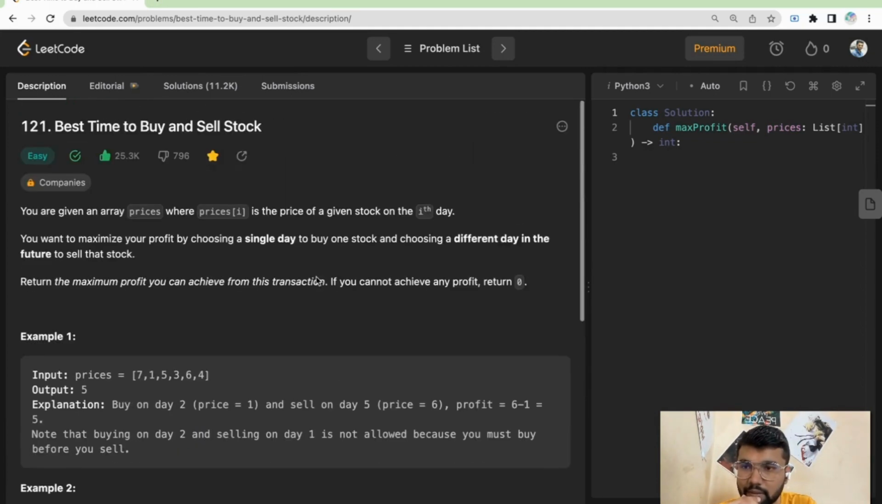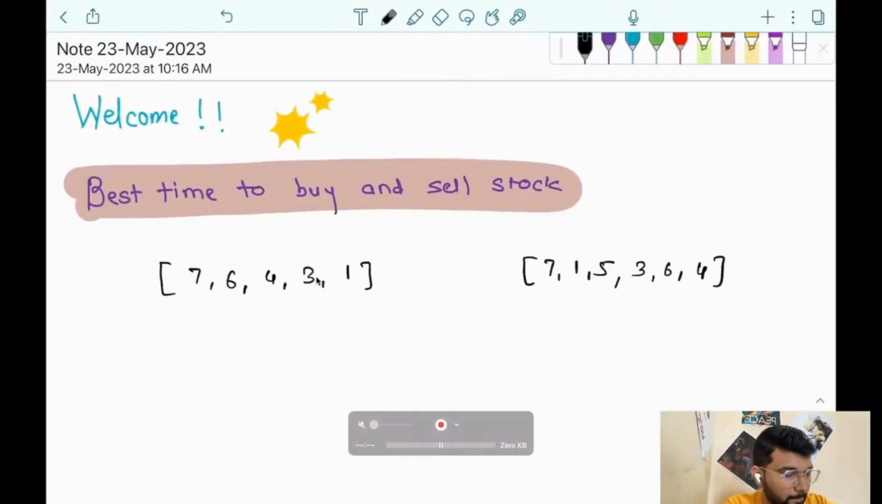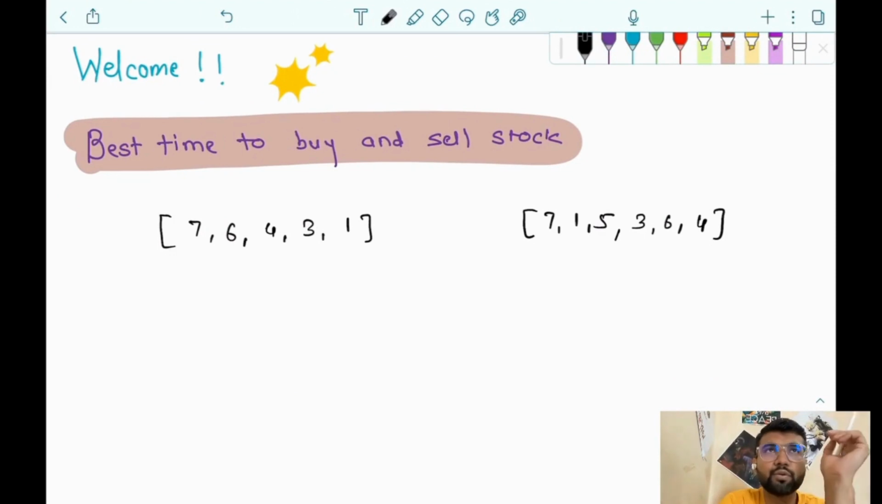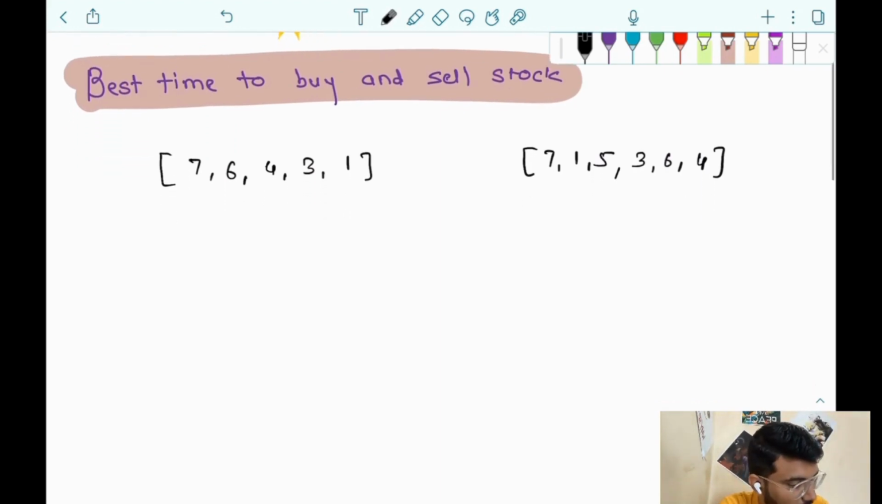Okay, let's try to understand the solution. So the first thing we should be clear about in our mind: figuring out the minimum and maximum of the array and returning the difference is not going to work. Let me show you. In this case, the minimum is equal to 1 and the maximum is equal to 7. So the difference will be 6.